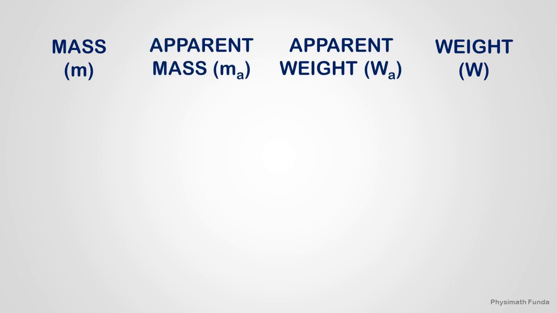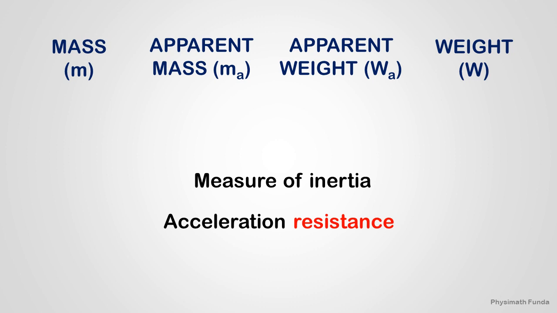So what is mass? Mass is a measure of inertia. It is a resistance of a body against the change of its state of rest or state of motion, which means it is a resistance against acceleration.